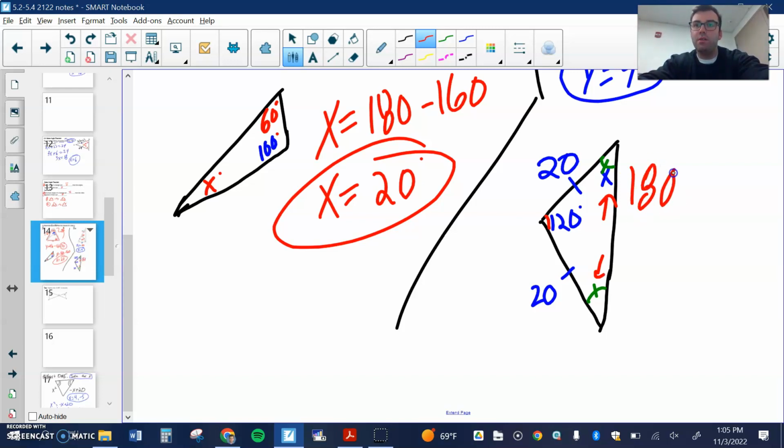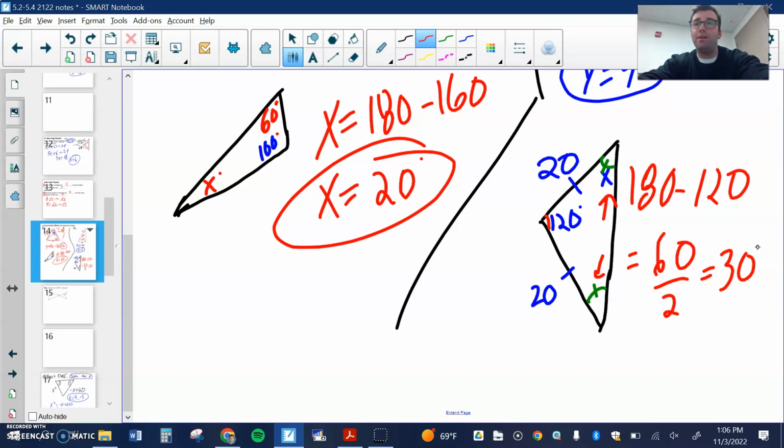180 minus 120 is 60. That's the sum of these 2 angles, though. Well, since they are congruent, I just divide it by 2 to get 30.